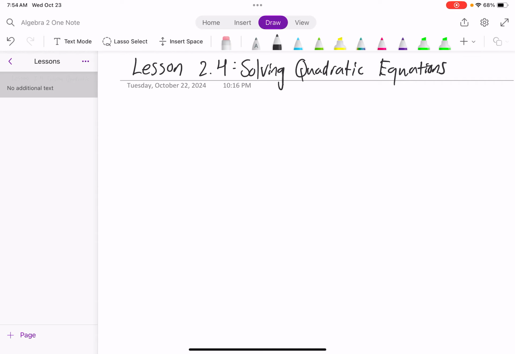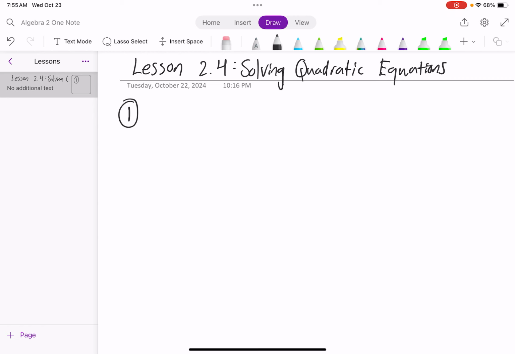Now, today we're going to go over lesson 2.4, solving quadratic equations. I'm going to just go to the lesson starting with number 1. Number 1 says, what is the quadratic term in the equation?